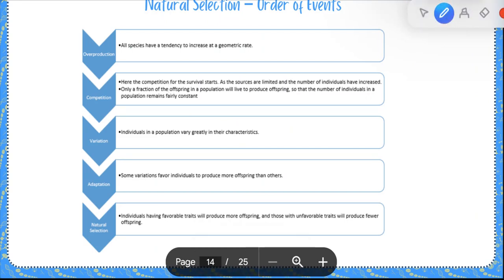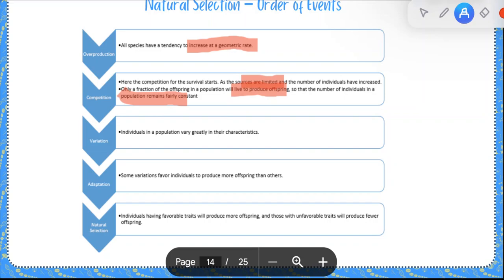ठीक है, सबसे पहले आपकी ओवर प्रोडक्शन होती है and your population is going to increase at a geometric rate. Then there's going to be competition in that population for resources because the resources are limited and number of individuals have increased. ठीक है ना, so only a fraction of the offspring in a population will live to produce the offspring, the rest will die. ठीक है ना, so for a time the number of individuals in a population remain fairly constant.